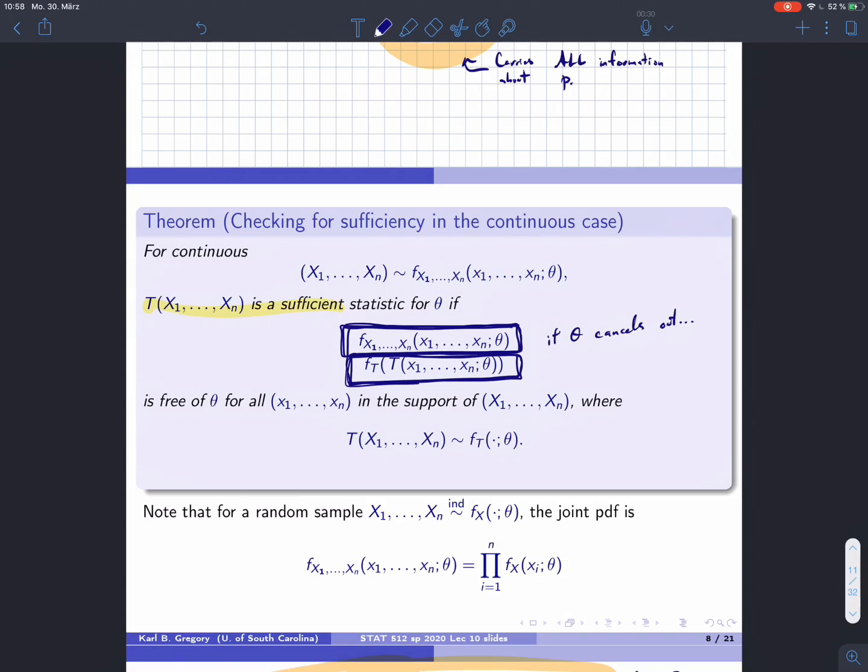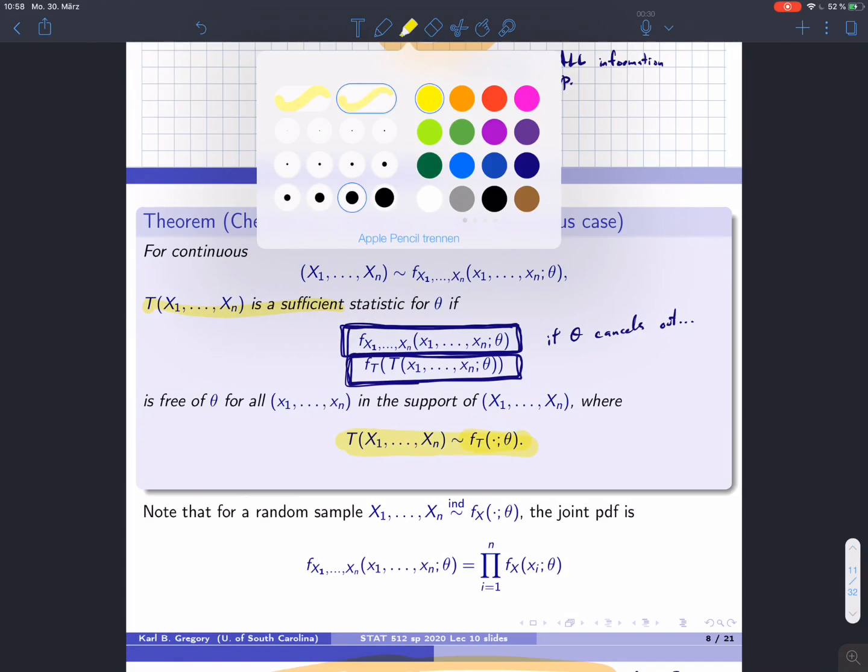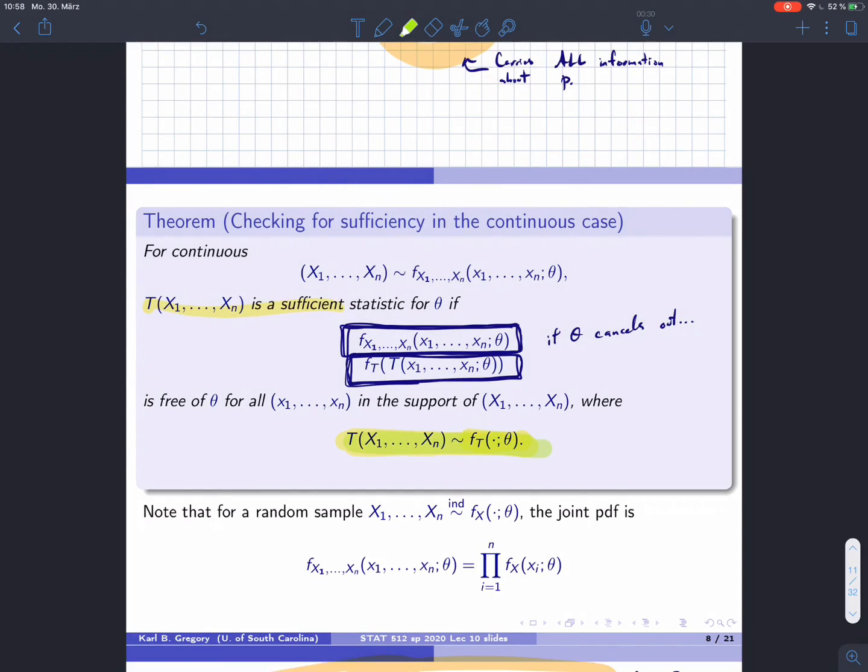This approach requires that we find this density down here. So we have to first do some work to figure out what is the distribution of this T. This can be hard to find.